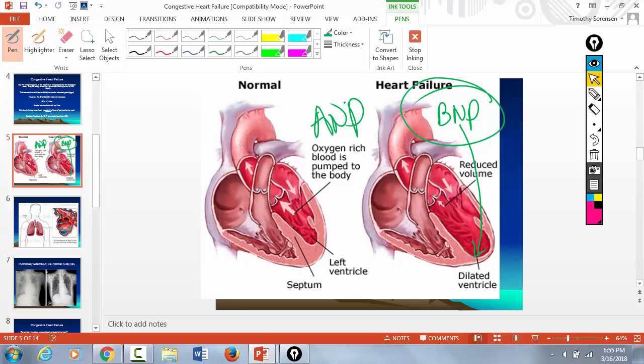But watch. When do you get ANP released? When your right atrium is stretched. You can have a non-stretched right atrium, and if you deliver that blood and this heart is failing, then it's going to get overstretched even though the right atrium is not being stretched. Do you follow that? Because it's failing. If you can't pump out all that blood, it stretches. So that's why this is diagnostic for CHF.